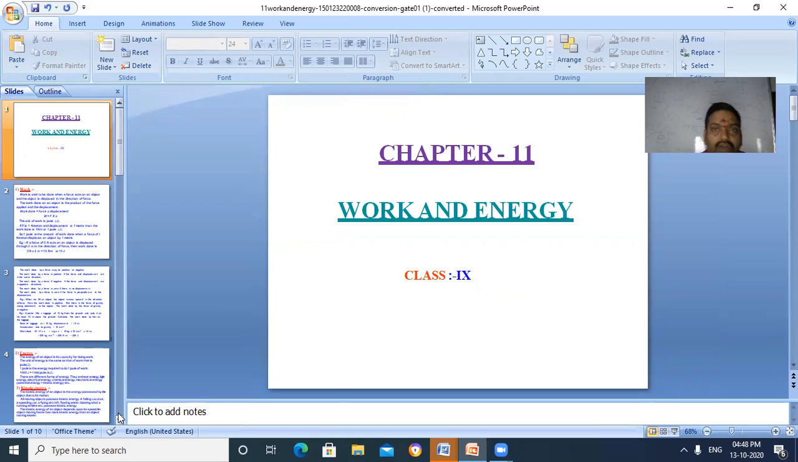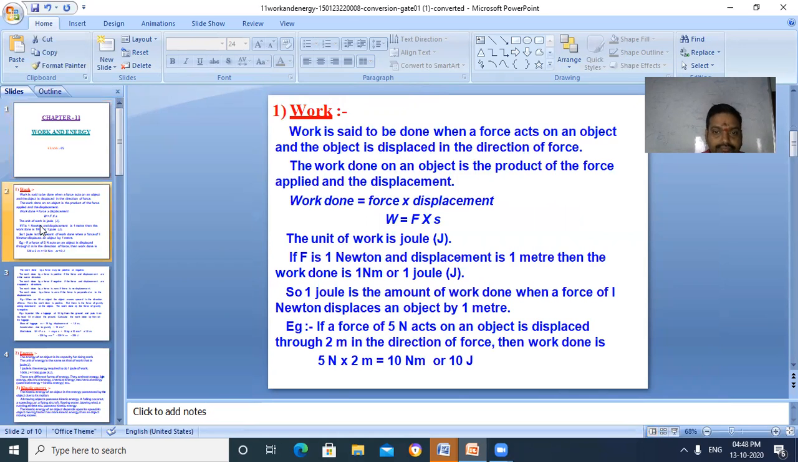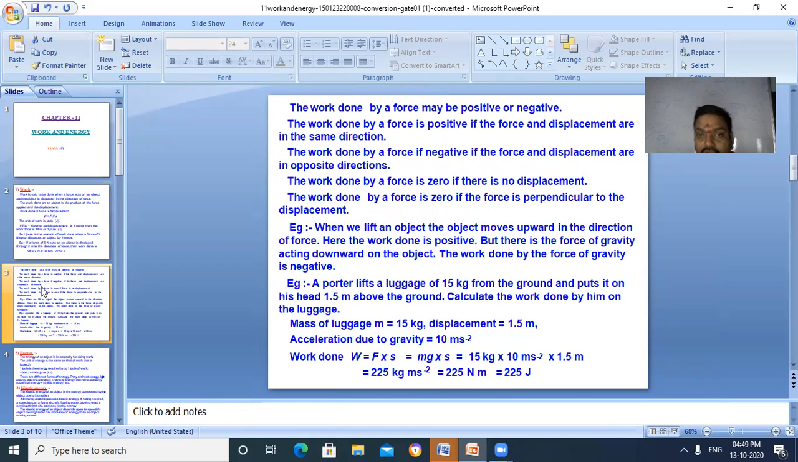Now, after completion of the session, you must be in a position to know what is work, like how it is defined from the two parameters, force and displacement. Then what is the unit of work. Once you understand work clearly, you'll also come to know whether the work done is positive or negative. Then we have some small numericals with respect to work.